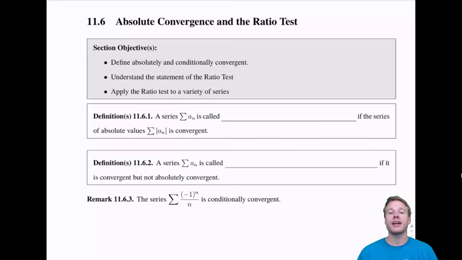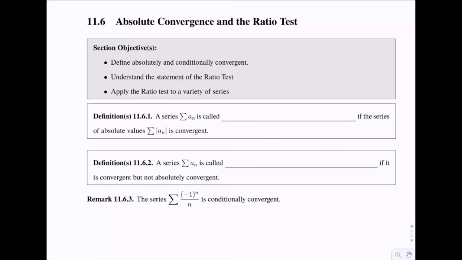Now in this section we're going to expand on what we did in 11.5, which was alternating series. If you have an alternating series, maybe it converges, but maybe it absolutely converges. So that's a new idea, and we'll go over a definition of that. We're going to understand this ratio test, which is the new test, and it's probably everyone's favorite from chapter 11. And then finally, we'll apply it to a few things. So let's get started with the definition.